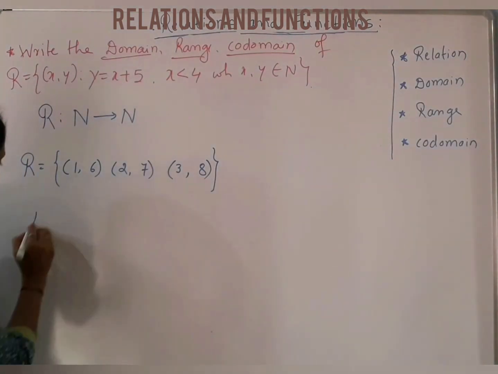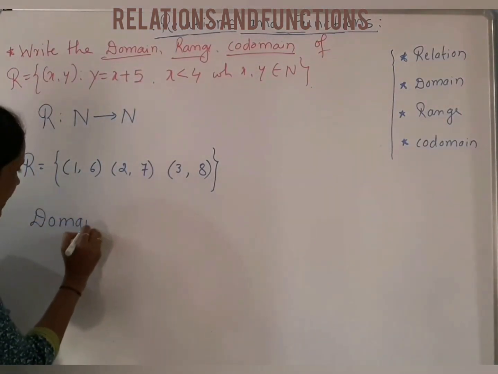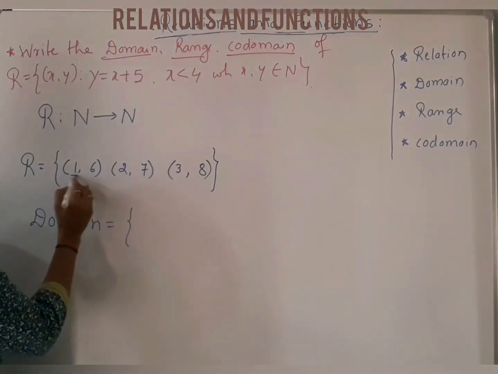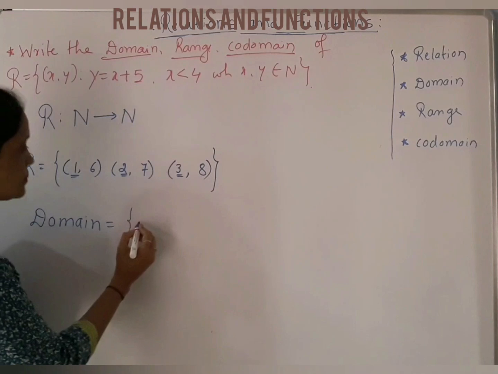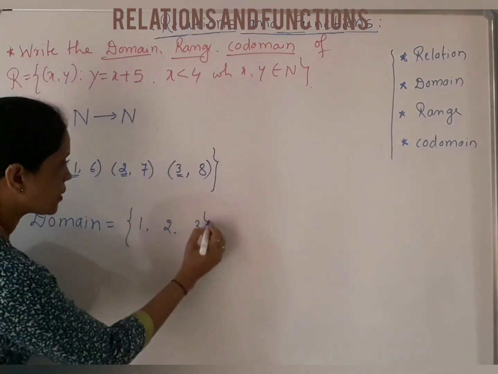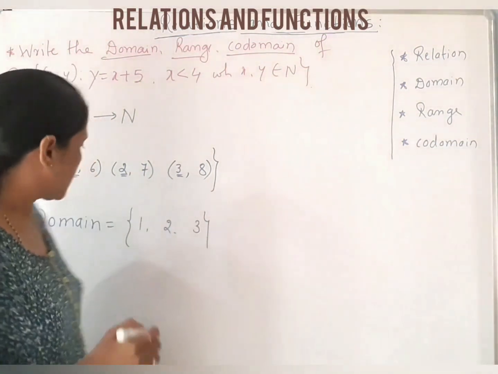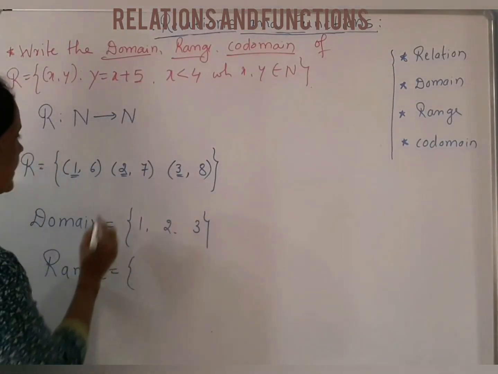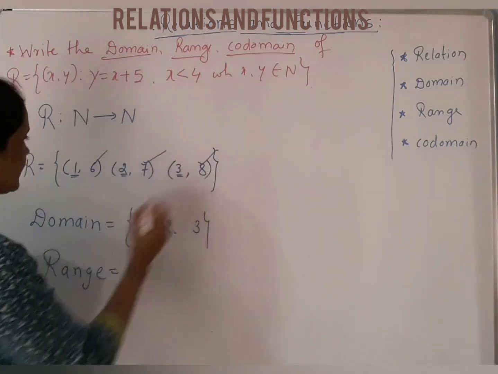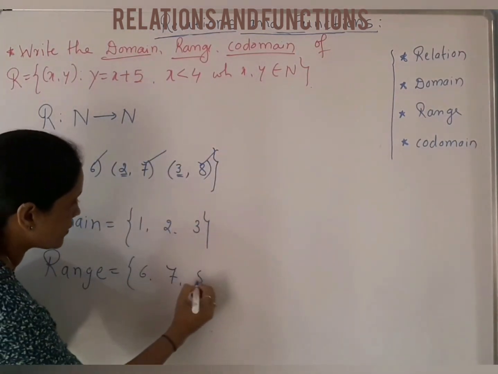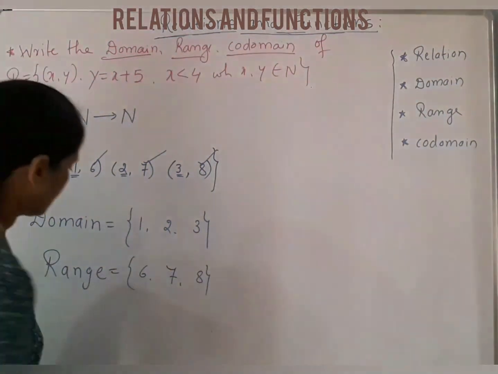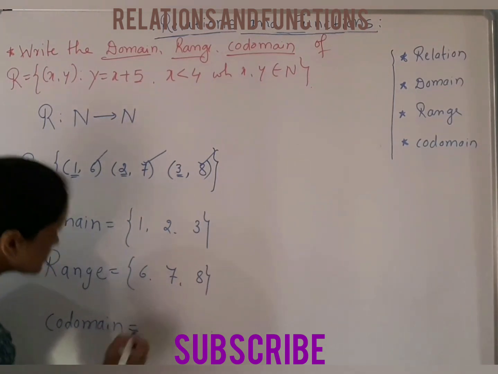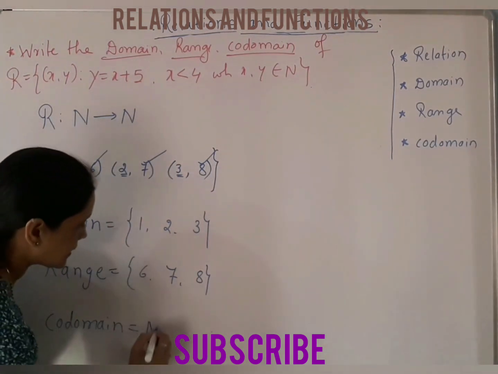Now from this we can write the domain: the first elements of all the ordered pairs, 1, 2, 3. And what about range? Range is the second elements, or you can say the related elements: 6, 7 and 8. And the last one, codomain, is the set N itself.